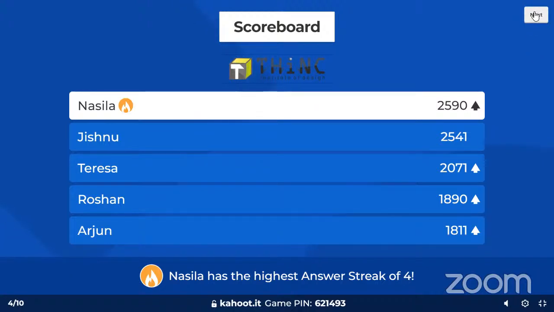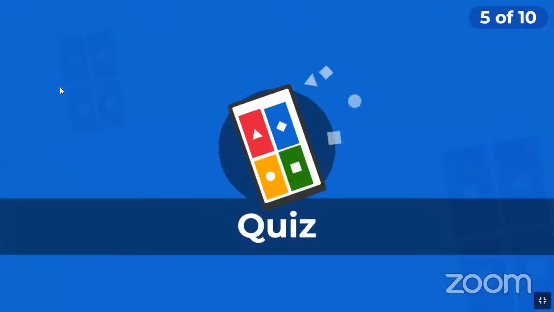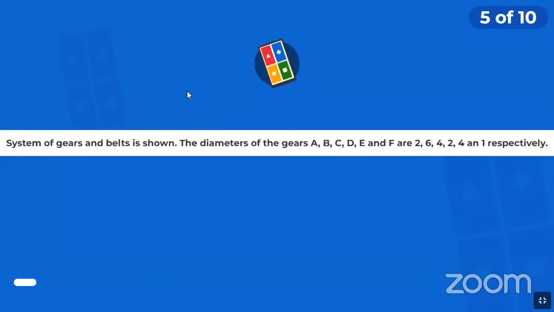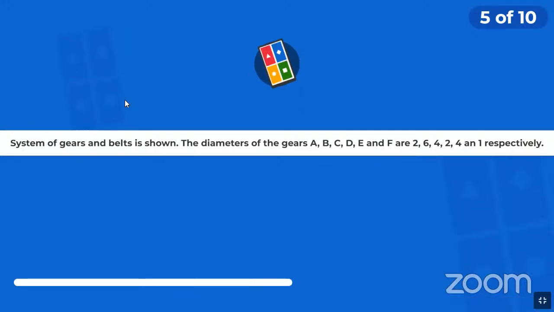We are almost halfway. So here is the fifth question for you. After that, we definitely want to know how the game is going, and please do type it in the comment box. So let's see the fifth question. That's a double point question for you guys.